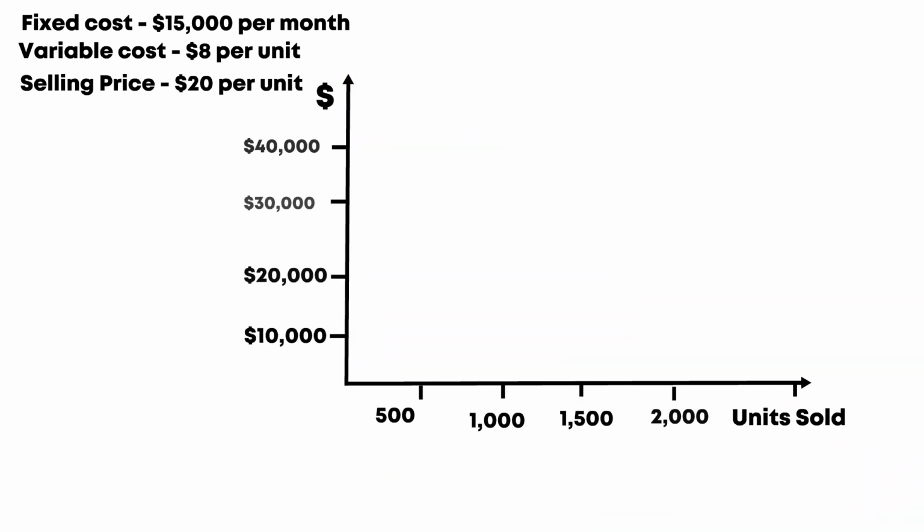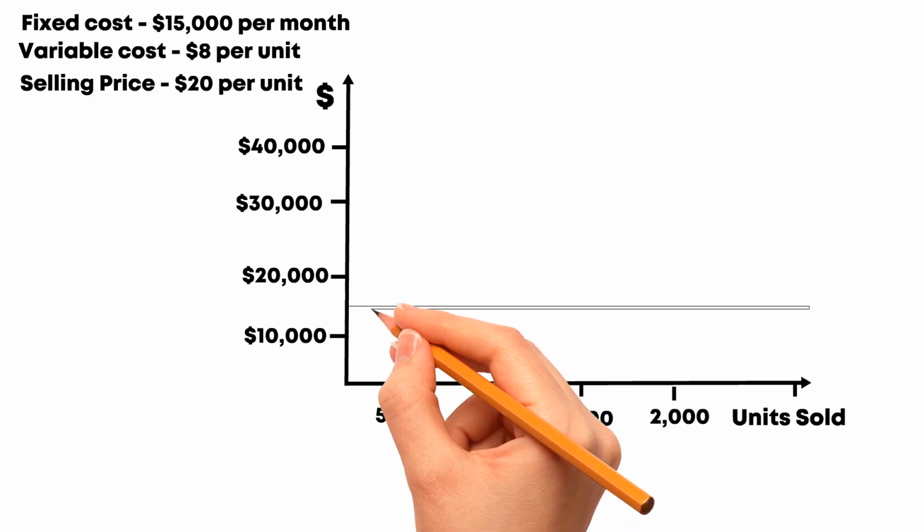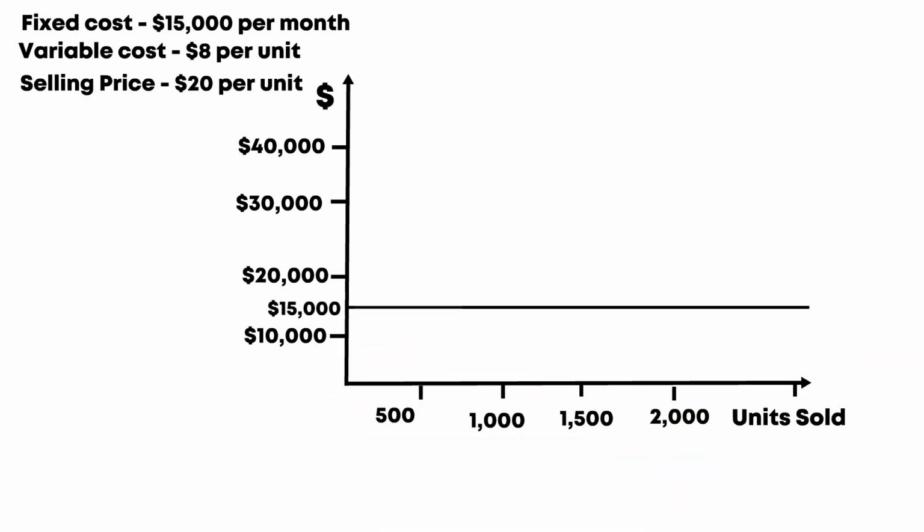On screen or paper, draw your x-axis. That's units sold. Y-axis is dollars. Label your grid clearly. Fixed costs are a flat horizontal line at $15,000. It never goes up or down. That's the point. You owe this money even if you sell 0 units.